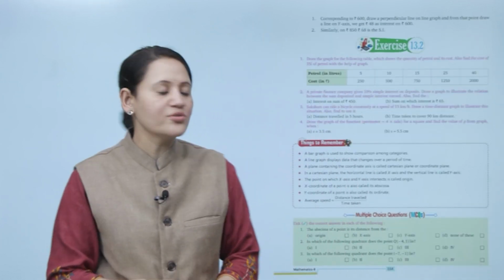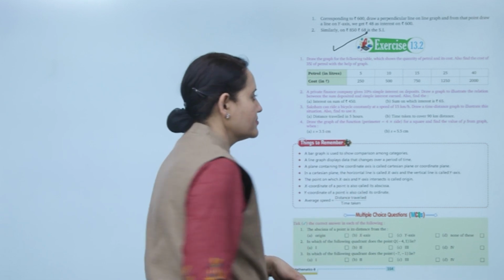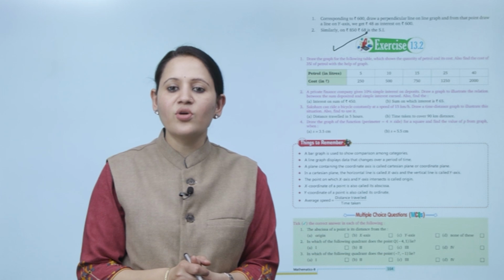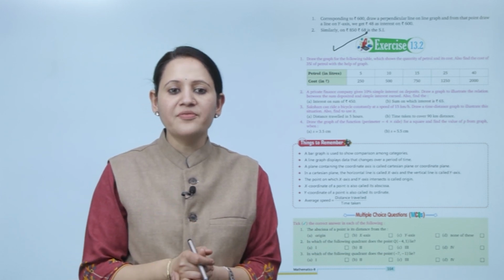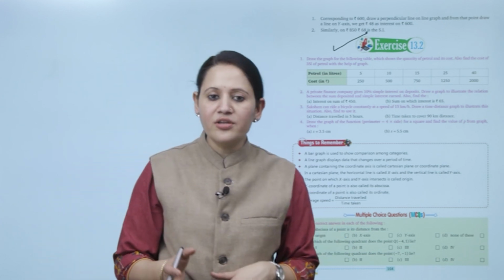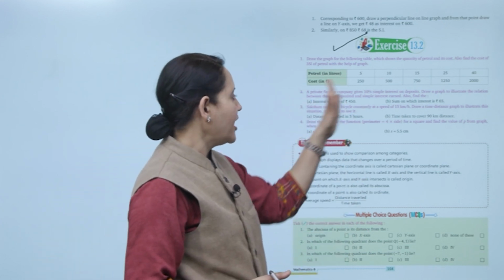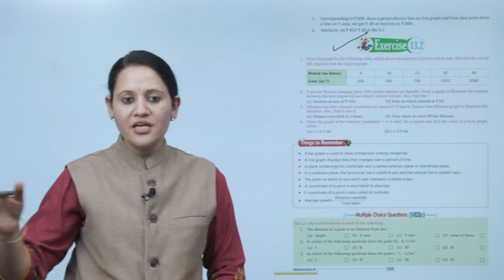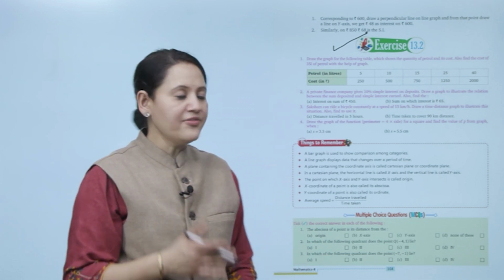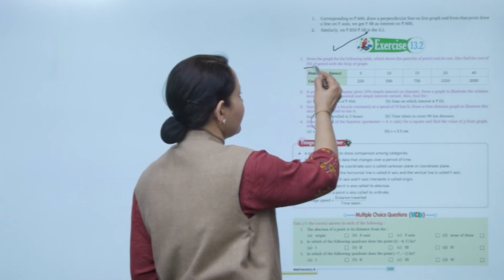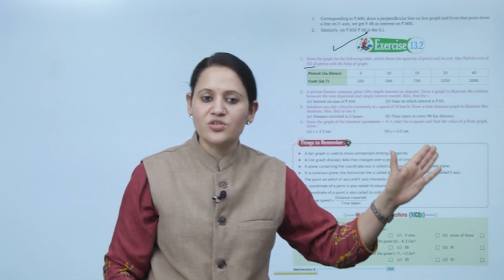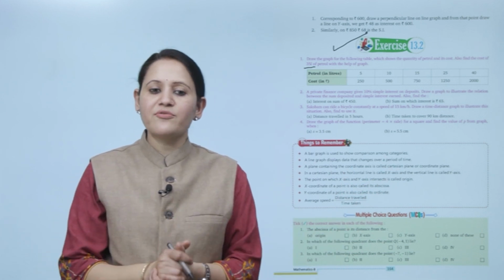Next is exercise 13.2. Draw the graph of the following table which shows the quantity of petrol and its cost. Also find the cost of 35 liter petrol with the help of graph. So, you'll take a suitable scale and draw the graph of given quantity. Like petrol and their cost is given here. So petrol in liter, you will take on x-axis, and cost you will take on y-axis, and you will draw the graph. And then on 35 liter you will draw the perpendicular और y-axis पे कहाँ meet करता है, that is the cost of 35 liter petrol. So this you have to do yourself.